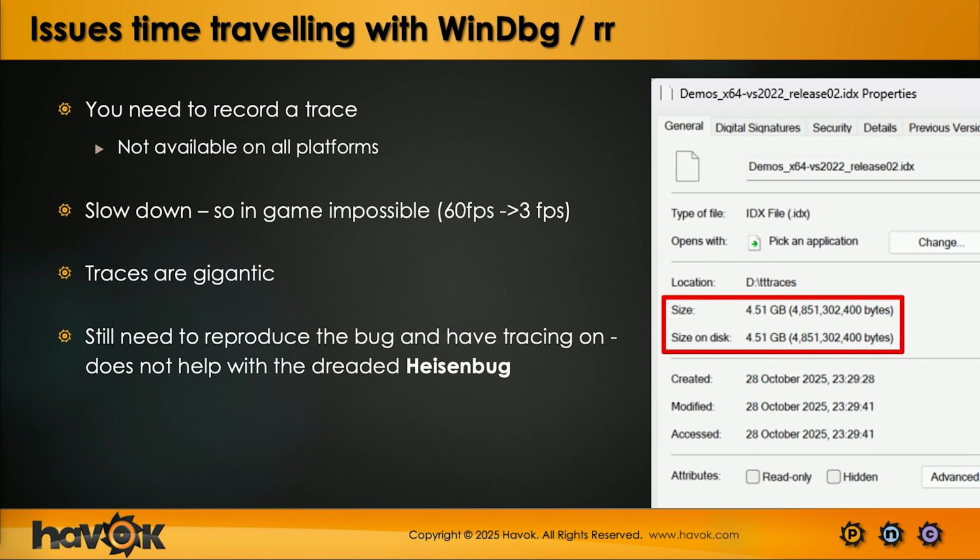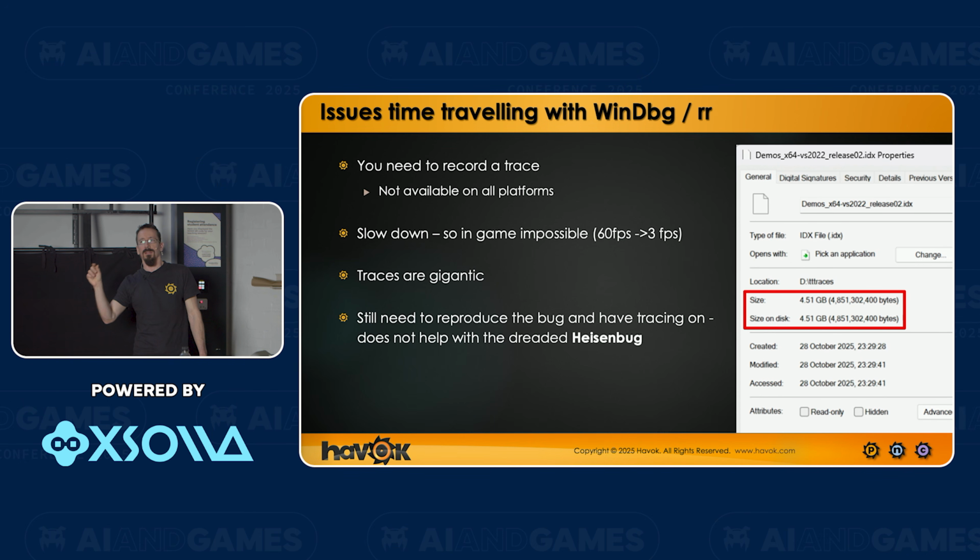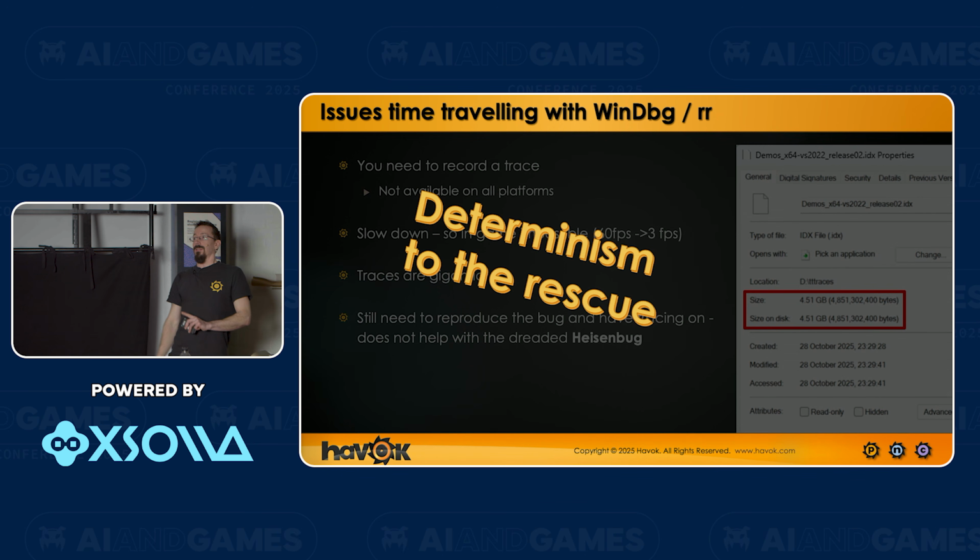And you still need to reproduce the issue. So if you have a Heisenbug and you need to reproduce it and it takes like 3 times to repro, well, okay, lucky if you have the tracing on. If you don't have the tracing on, well, it's lost. So that's not good. But determinism to the rescue.